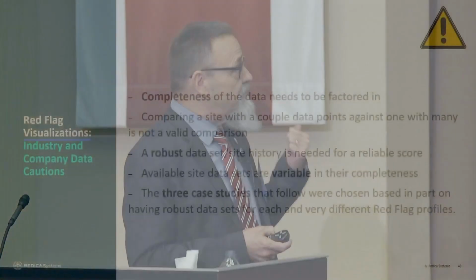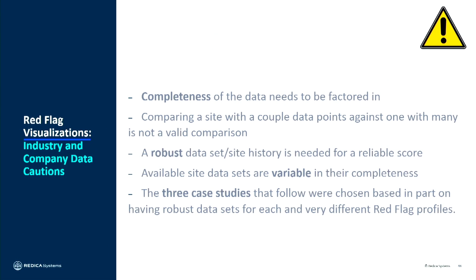So, before I get into the actual 3 case studies, a few caveats. Completeness of the data needs to be factored in, right? You can't compare 2 sites when you've got one with a few data points and one with a bunch of data points. They have to be equivalent. You need a robust data set, robust site history for a reliable score, because these are variable in their completeness. As I said, this is all publicly available information, but we get what we get, right? And so we don't always have as much complete data as we would like.